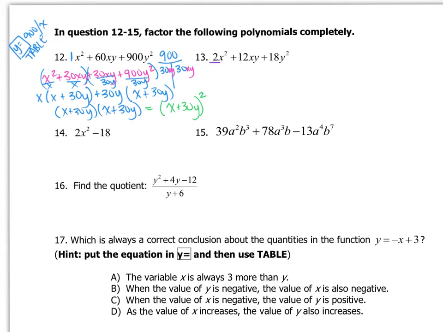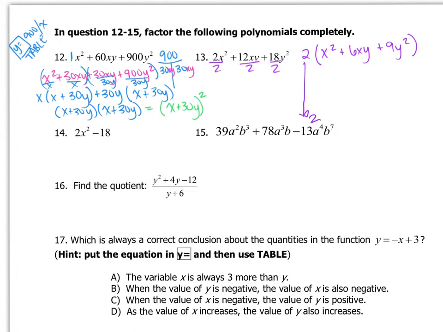On the next one, we're looking for a GCF, and we actually have one. We have a 2. So we need to take out a 2, and we would be left with 2 times x squared plus 6xy plus 9y squared. Remember, this 2 can just come down here and sit and wait till you get to your final answer.